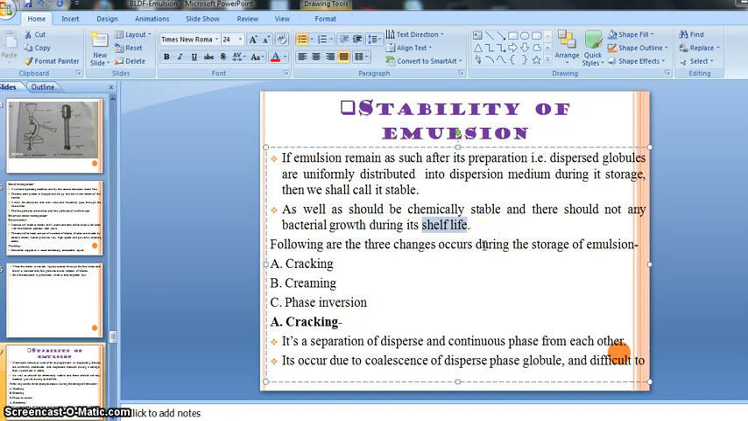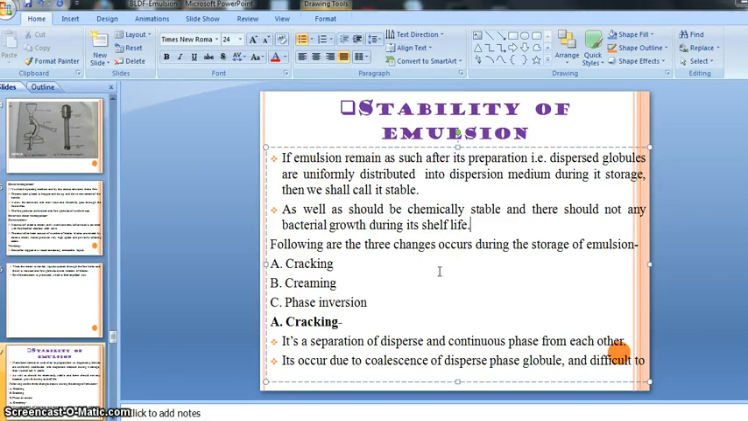Shelf life means expiry date, the expiry period is called the shelf life, okay. Means from the preparation to the expiry, that period between is called the shelf life, right. So if our preparation remains stable and is chemically stable, and does not have any bacterial growth up to its shelf life or storage or expiry date, that time we will call our preparation totally stable, right.